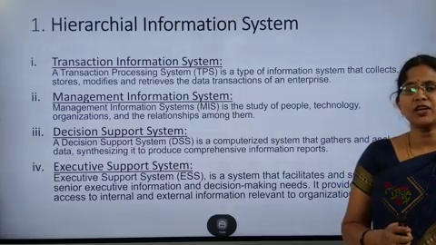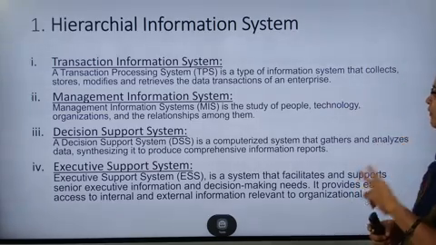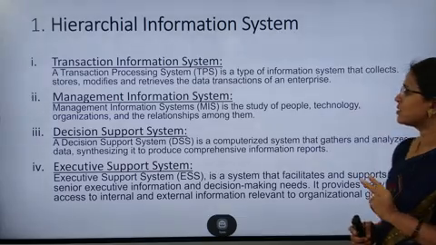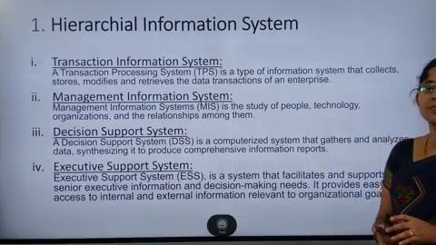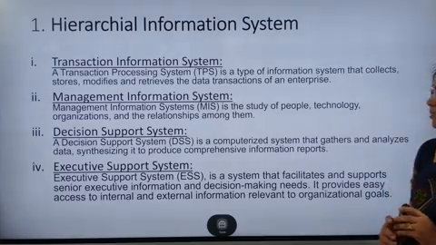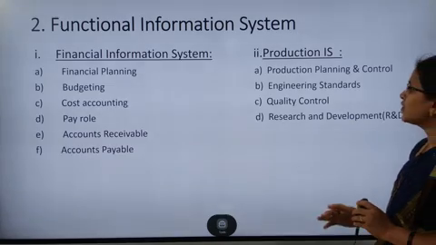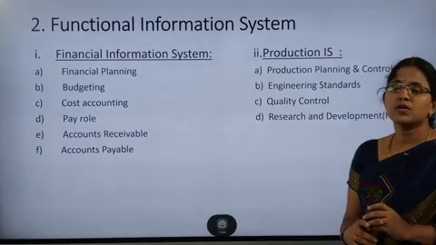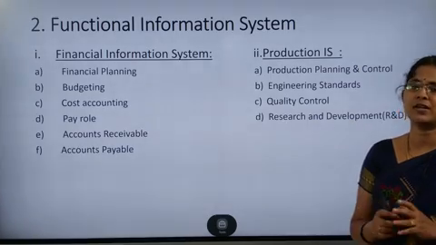So in the hierarchical information system, we have four major subtypes. They are transaction information system, management information system, decision support system and executive support system. So now we will move to the second type, that is functional information system. In this functional information system also we have four major categories.